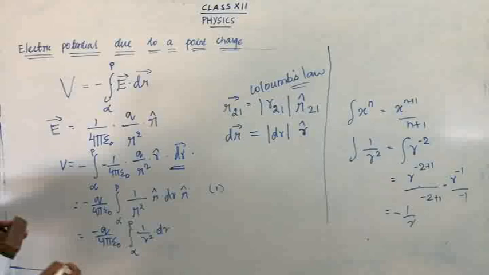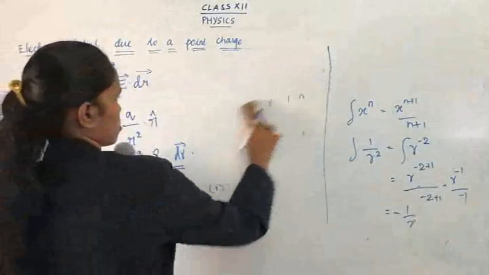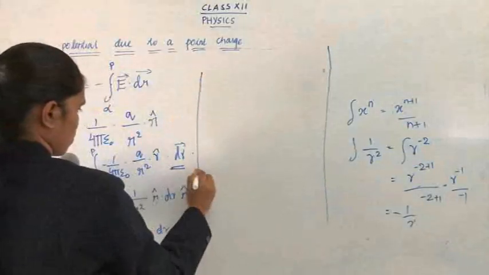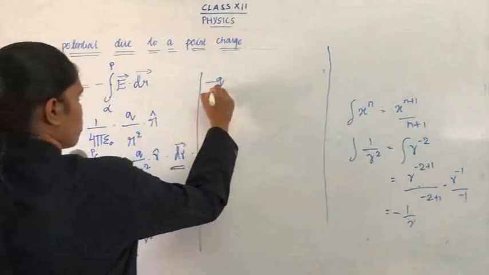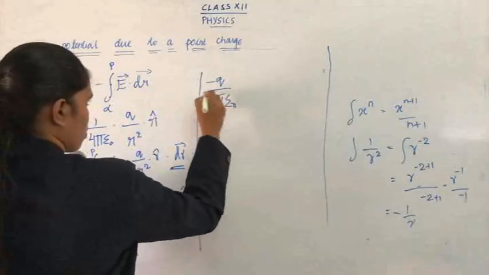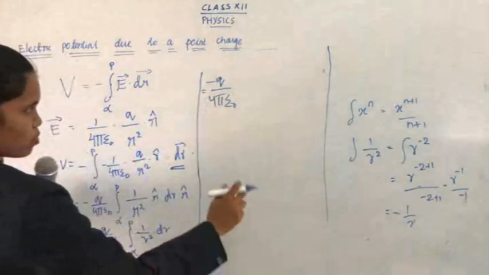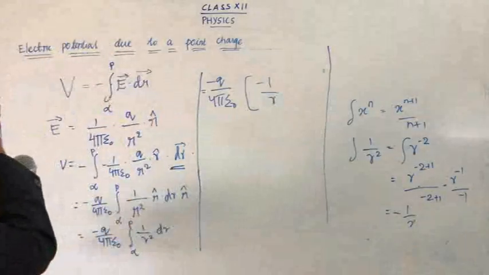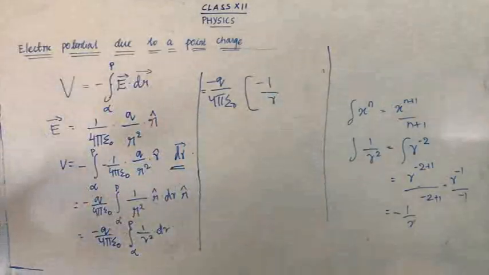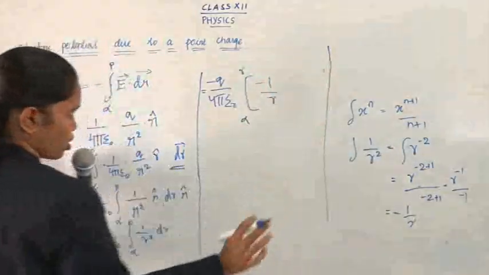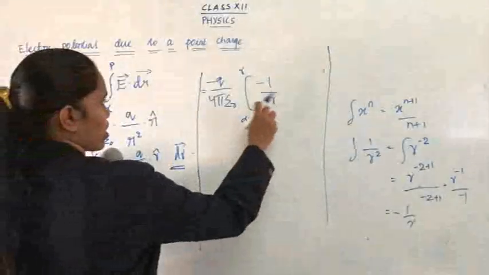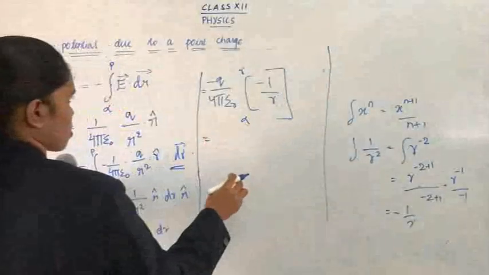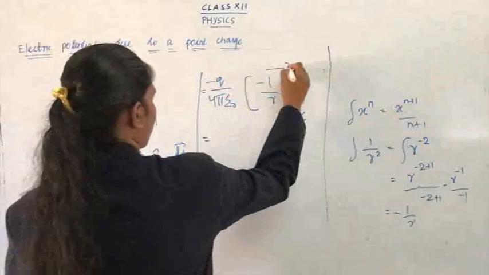Now apply it here. Minus Q by 4 pi epsilon 0, this value minus 1 by R, here infinity to point P. Infinity to point P, we are writing it as infinity to R, because if we apply P here, it will not work under the circumstance. So we are putting R. Lower limit by upper limit.